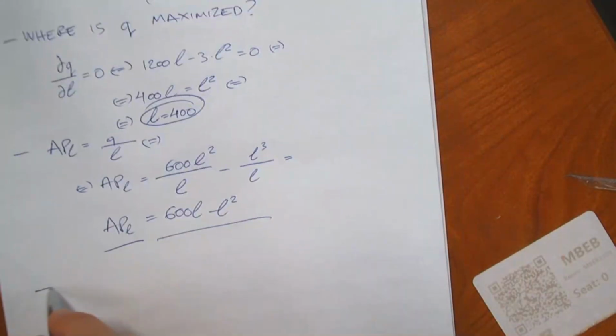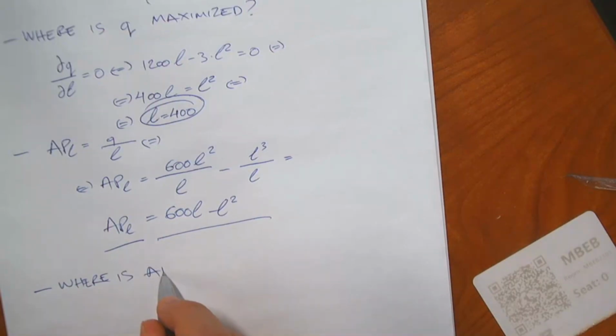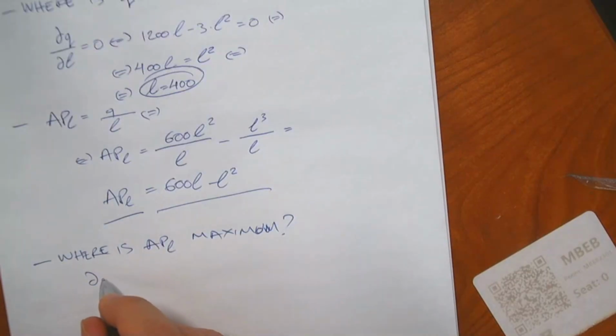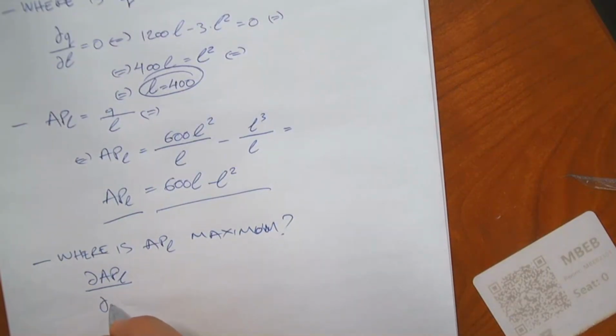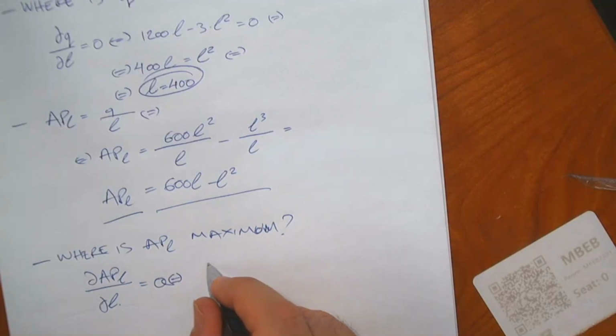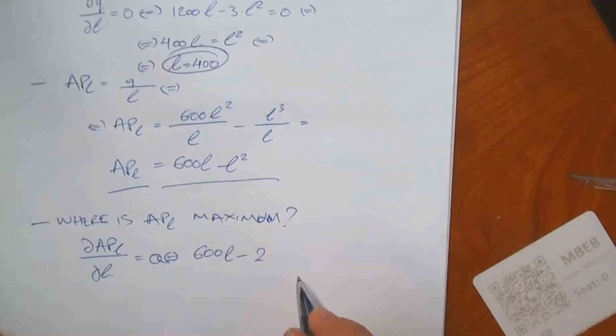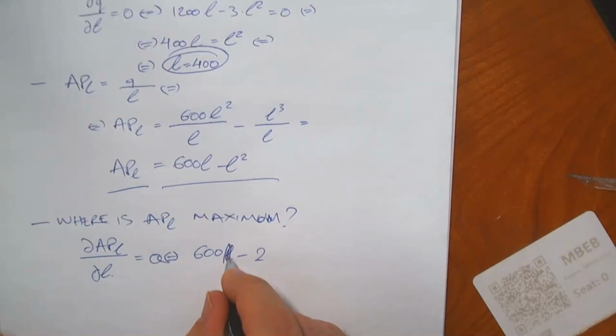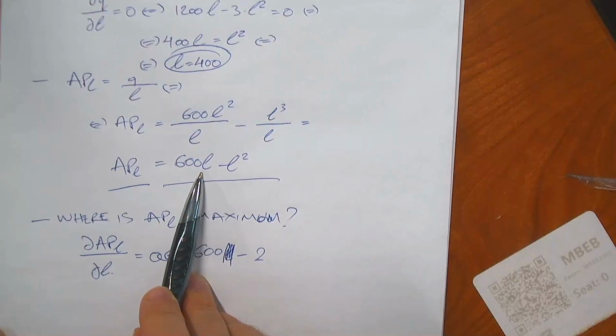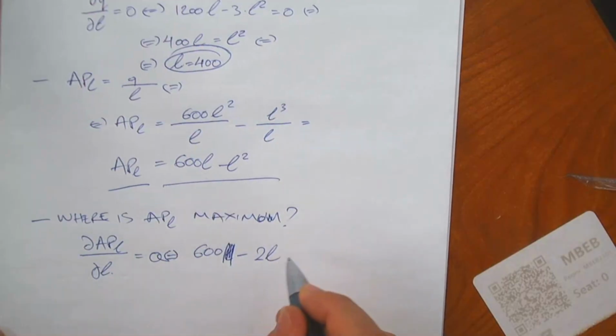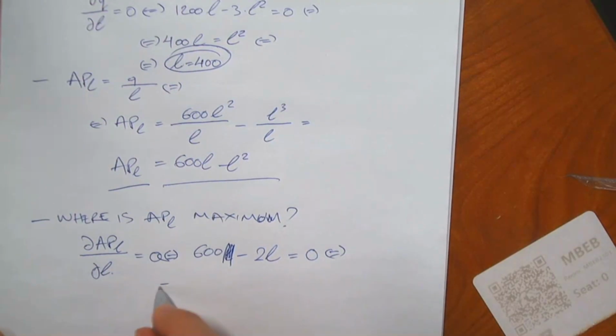You can also make the same calculation. Where is the average product of labor maximum? You do the same thing. You equate the functional form of APL to 0. So you're going to have something like 600 L, minus 2L, or rather 600, because that L goes away in the derivative, minus 2L is equal to 0, which means that L is equal to 300.